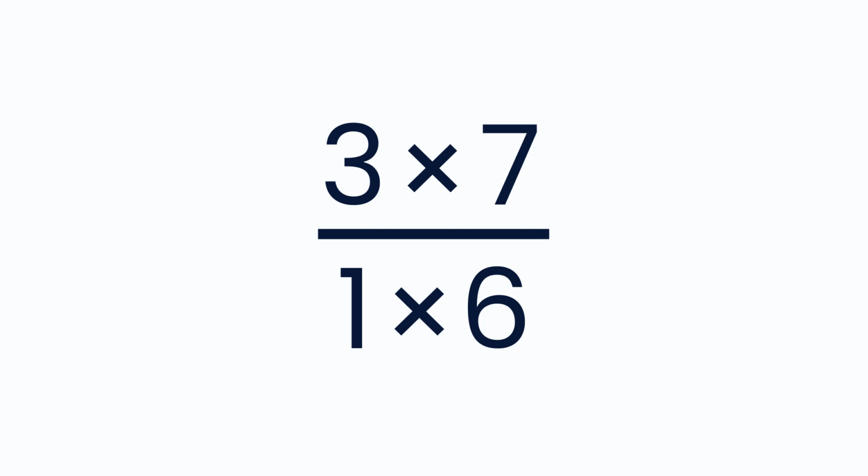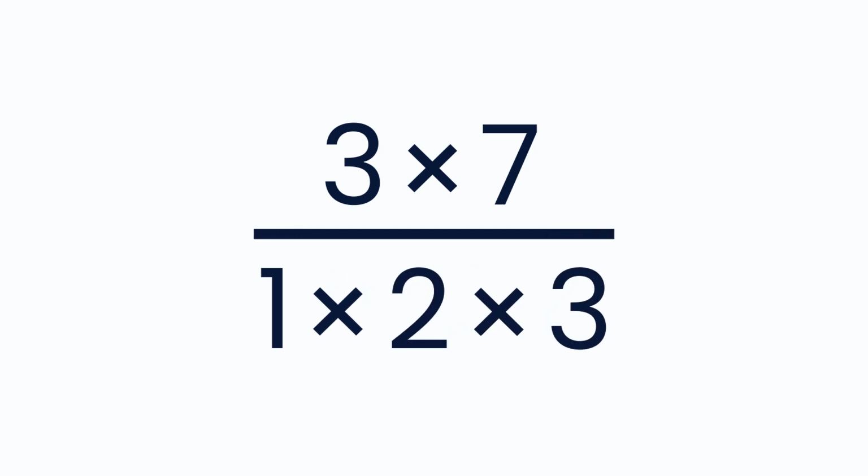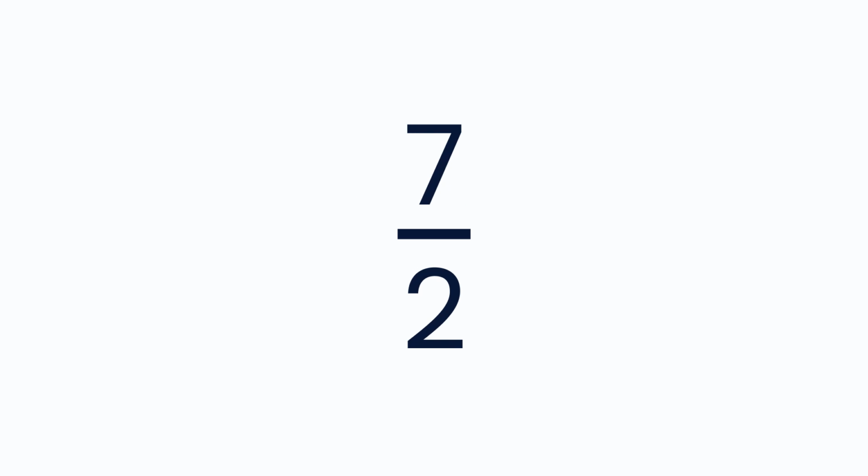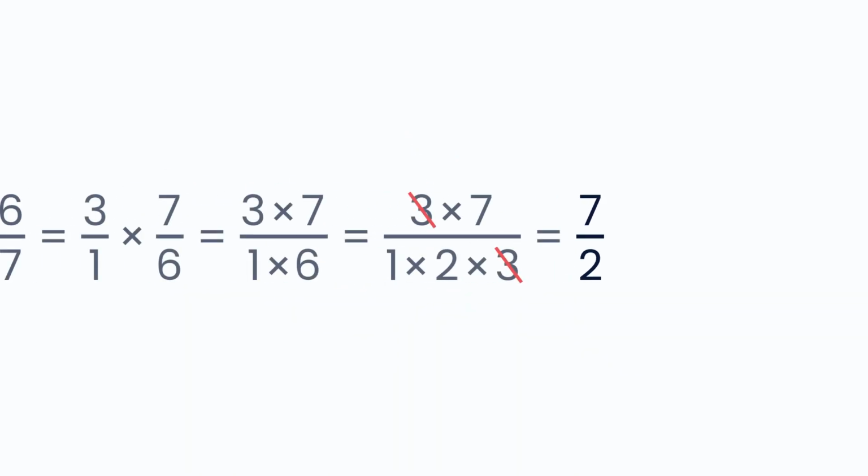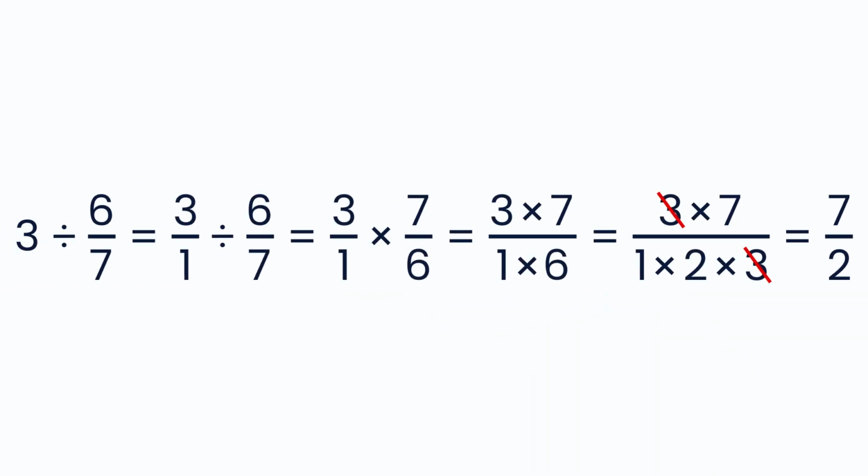3 times 7 in the numerator and 1 times 2 times 3 in the denominator. You can cancel the 3's and you are left with 7 halves. So 3 divided by 6/7 is equal to 7 halves. Let's look at one more example.